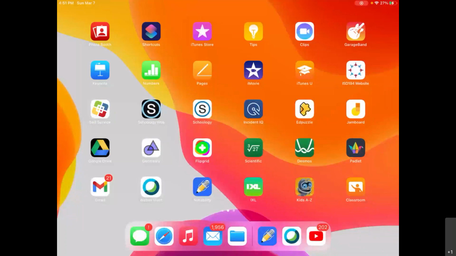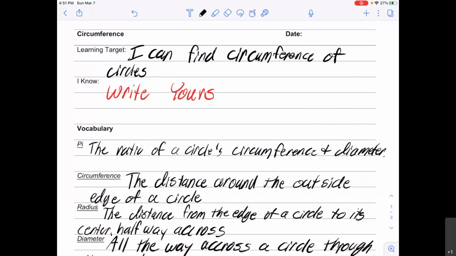Today's video, we are talking about circles, and we are going to talk about the circumference of a circle. So, our learning target is I can find circumference of circles. Please write down the date that you're watching this video and write down what you already know.